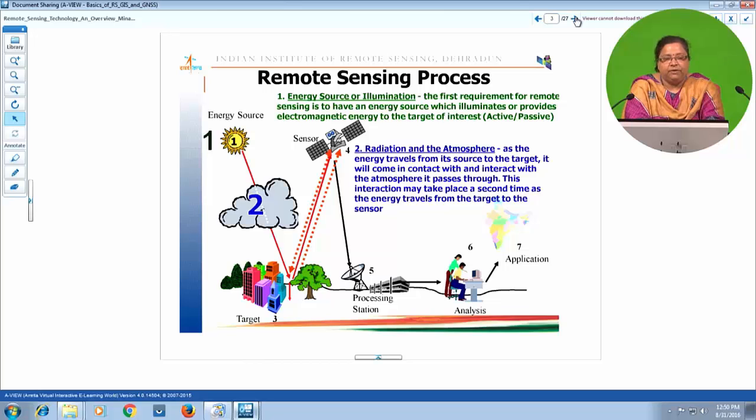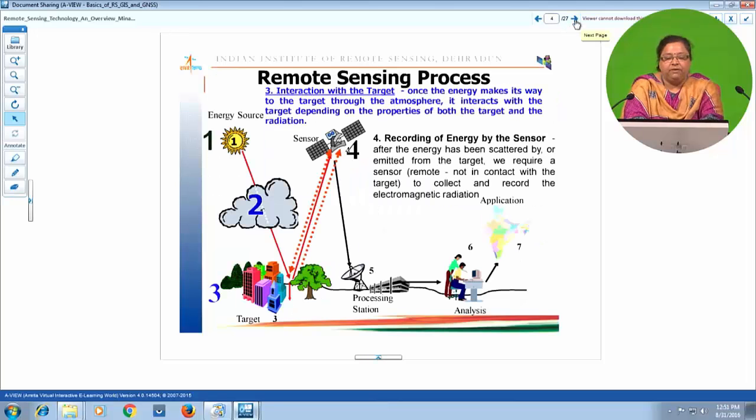The second step in the remote sensing process is the energy from the energy source, let's assume the sun. The energy travels from its source to the target, which is our earth, and it interacts with the atmosphere in between. The energy after interaction from the earth's surface will be recorded by the sensor. Again it travels to the sensor via the atmosphere. Certain processes take place during the transfer via the atmosphere.